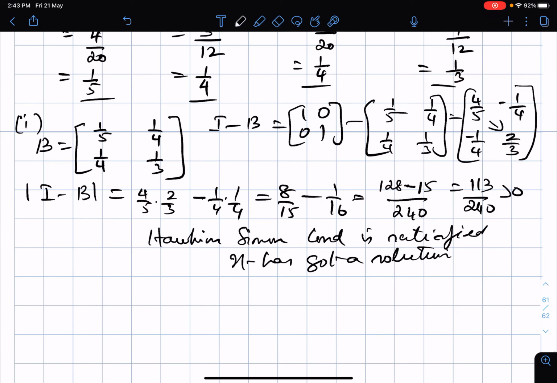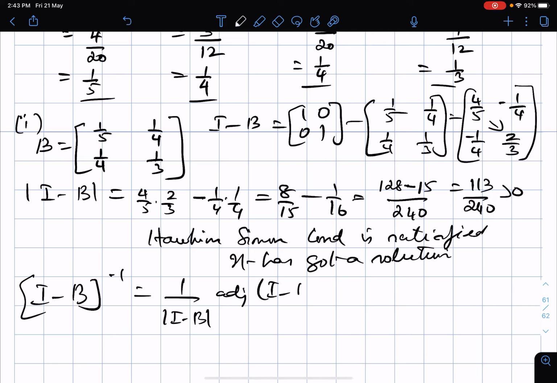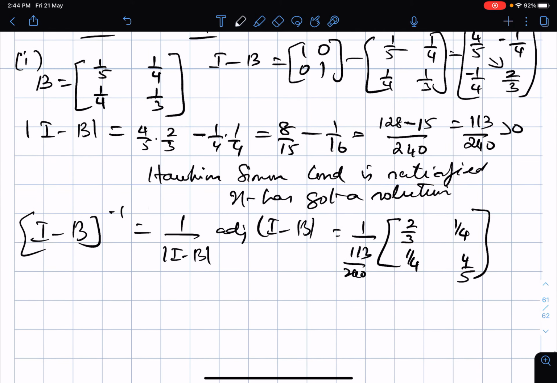Now we are going to find out I minus b the whole inverse. What is our formula? 1 by determinant of I minus b into adjoint of I minus b. 1 by determinant value we have already found out as 1 by 113 by 240. For the adjoint it's very easy, since it is 2 cross 2, you are going to interchange 2 by 3 and 4 by 5 and change the sign to get 1 by 4 and 1 by 4. Sorry, that is b, not I minus b. Okay, I minus b is here. Both will become plus. So this is our I minus b, the whole inverse.